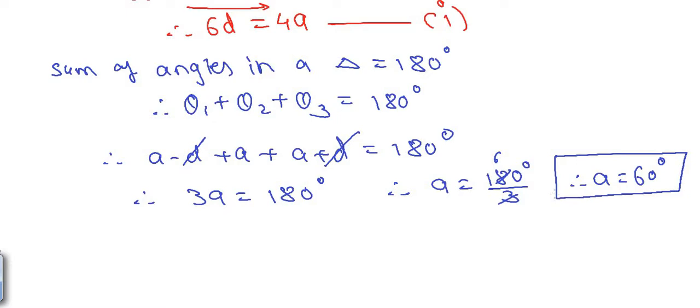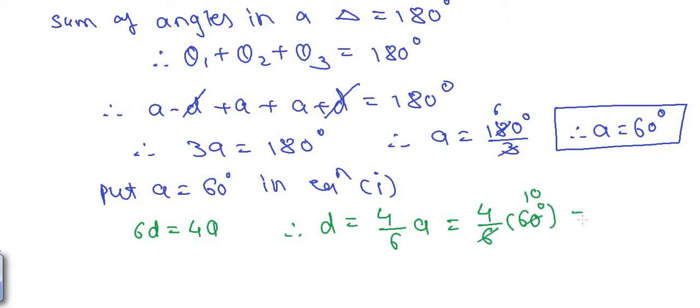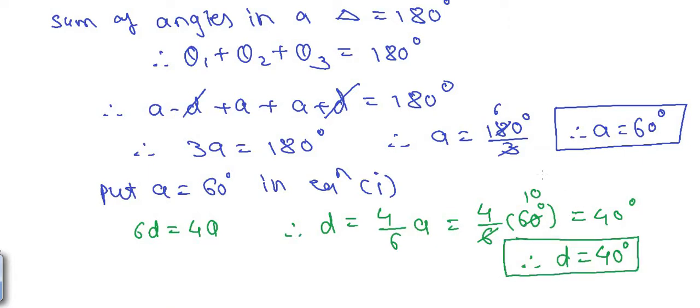Let us substitute this a in equation number 1. Equation number 1 is 6d equal to 4a. Therefore we get d equal to 4 upon 6 into a, but just now we have calculated a to be 60 degree. So 4 upon 6 into 60 degree, 6 10s are 60, 10 into 4, 40 degree, and so we got the value of d also, d equal to 40 degree. Now since we have got a and d, we can easily calculate the values of theta 1, theta 2 and theta 3.